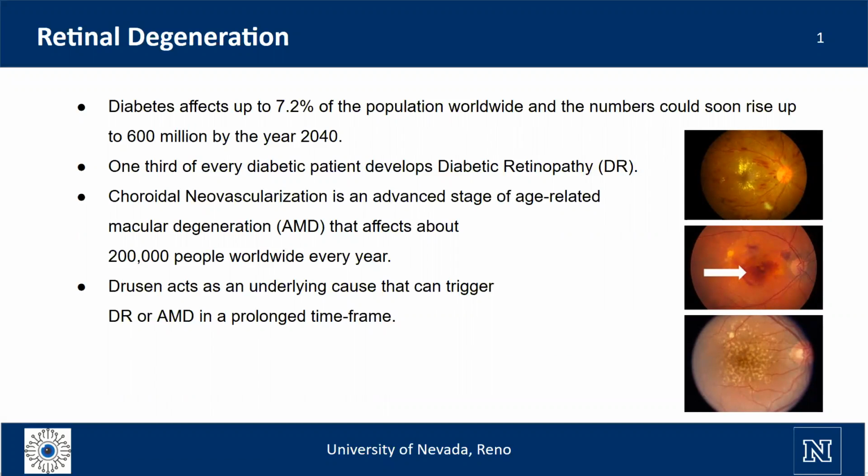There's also age-related macular edema, or AMD, where with age, retinal degeneration occurs and results in vision loss or blindness. There are two other underlying causes which are of importance. One is choroidal neovascularization, where blood vessels appear in the retinal subspace and is an advanced stage of AMD. The other one is drusen, where protein buildup takes place underneath the retinal layers.